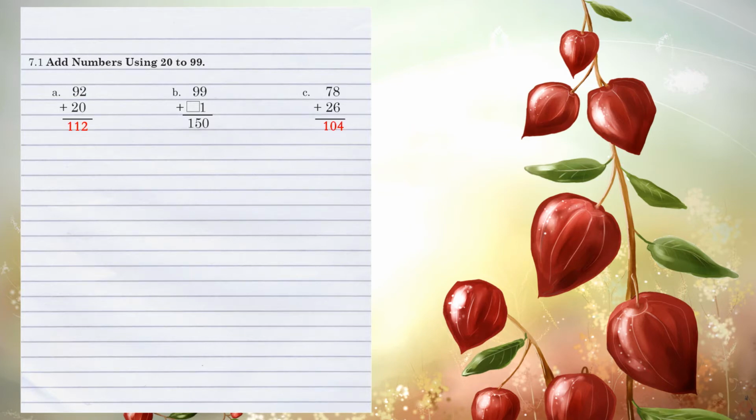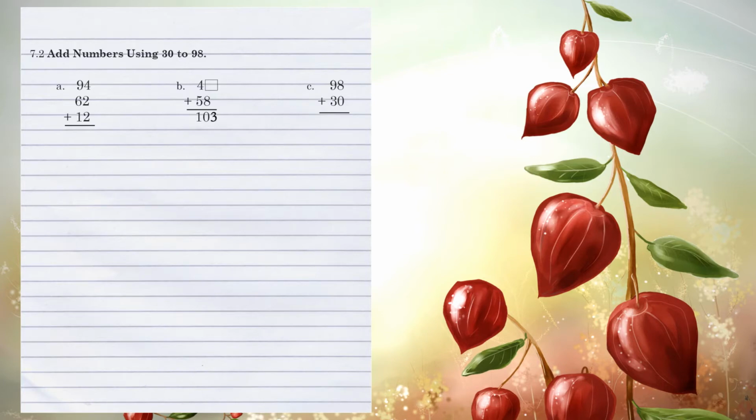Let's look at example B. Starting with the ones column, we have 9 plus 1 is 10. So we're going to write down our 0, carry our 1. Over in the tens column, our answer is 15, but right now all we see showing is 10. So what would we have to add to 10 to equal 15? The second missing number is 5.